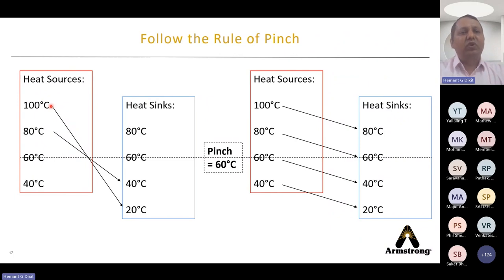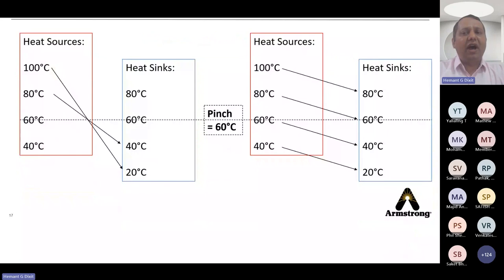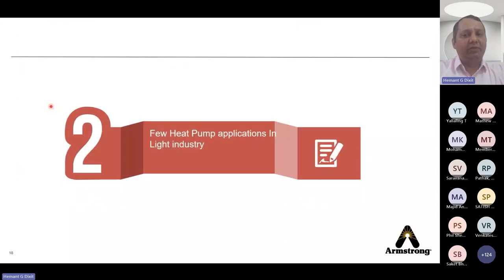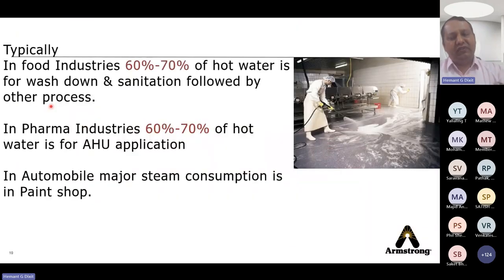With that, let us move to a couple of applications of the heat pump. Typically in food industries, almost 60 to 70% of the hot water requirement is for wash down or sanitary applications. In the same way, in the majority of injectables and other high-end pharmas, the majority of the hot water requirement is for AHU applications.